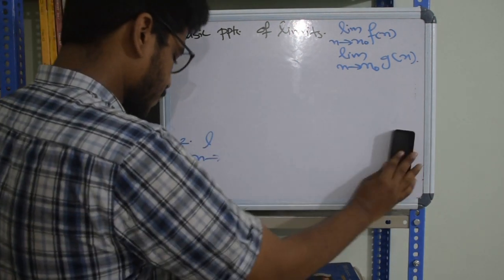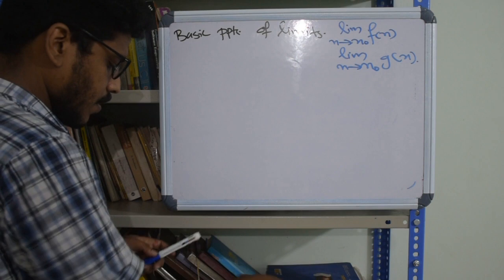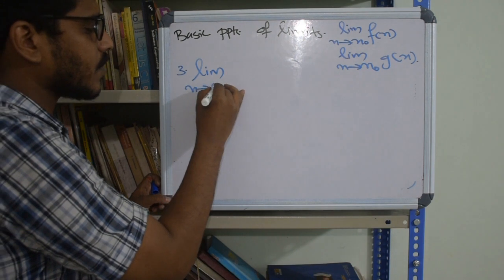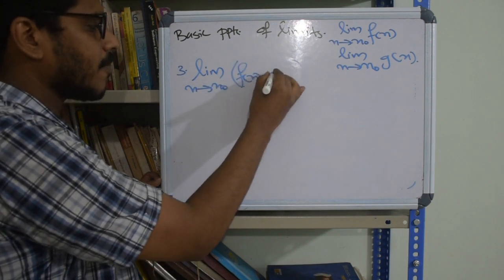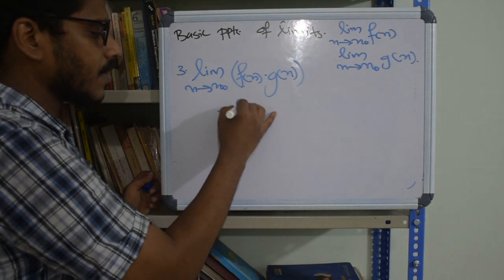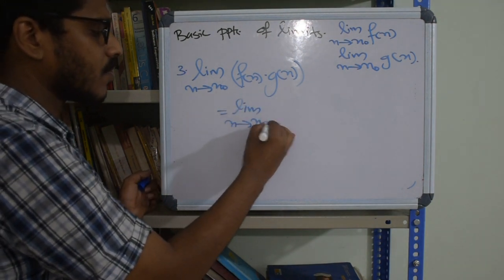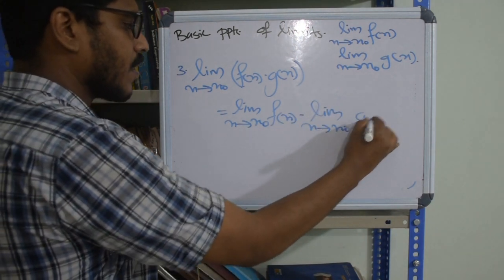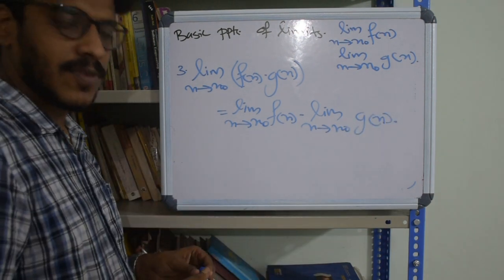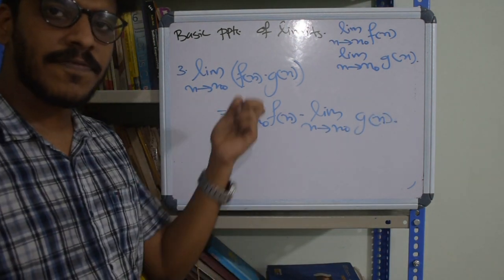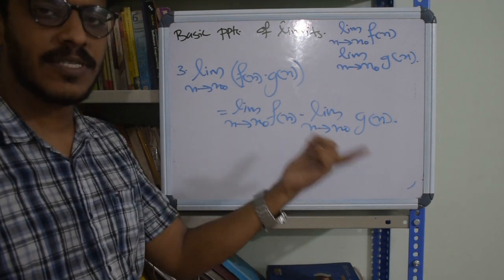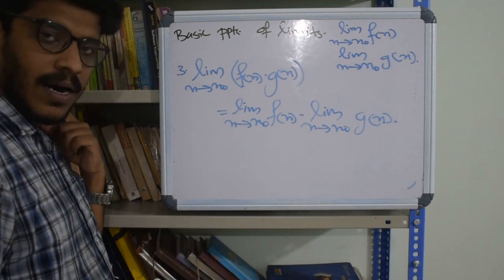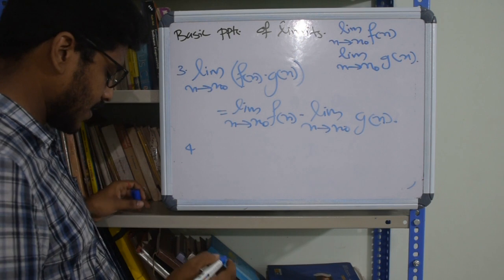Let's go to the next. The next is product rule. Limit x tends to x0, f of x into g of x equal to, as we expect, limit x tends to x0, f of x into limit x tends to x0, g of x. So as we have seen before, the limit of product of two functions is the product of individual limits of the functions. Similarly, we have the division rule. We'll visit soon. Prior to that, let's see the reciprocal rule.